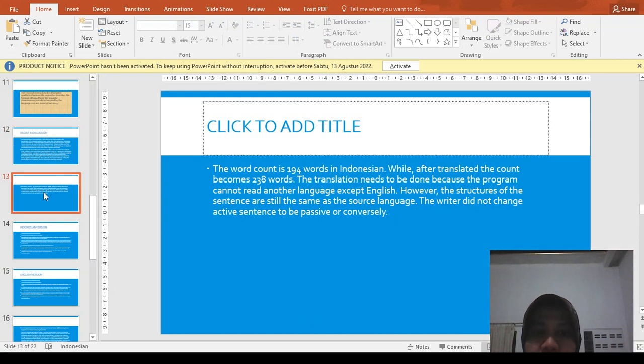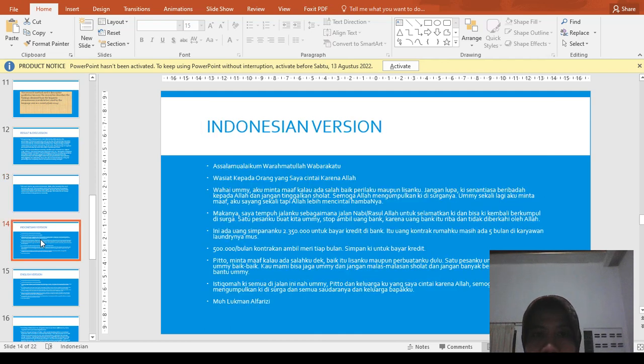So the word count is 194 words in Bahasa Indonesia. After I translated it into English, it becomes 238 words. The translation needs to be done because the program cannot read another language except English. However, the structure of the sentences is still the same as the source language. I didn't change active sentences to passive or conversely. You can check the Indonesian version.